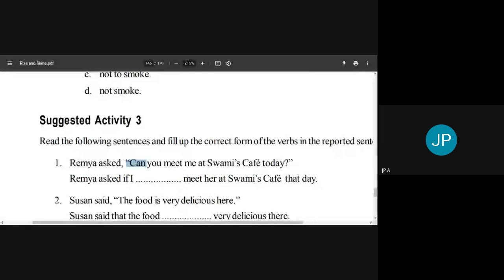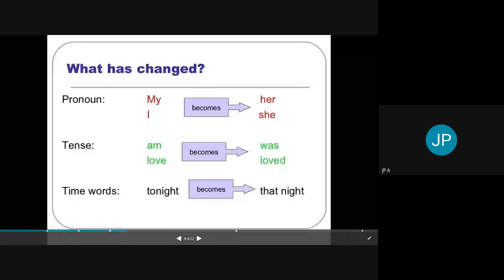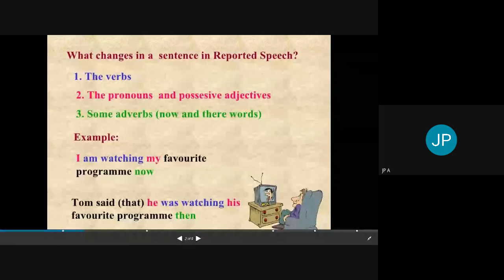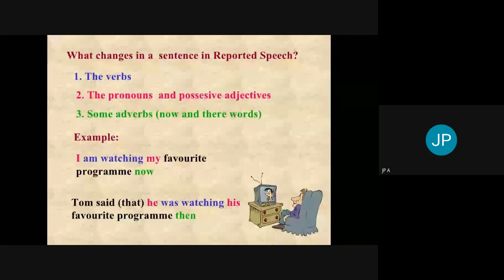So these are the changes that happen. There is a change in tense. Then we have changes in the time. The pronoun will change, the tense will change, the time words will also change. All these changes will happen. See, these are the changes that can happen. The verbs will change, the pronouns and possessive adjectives will change, some adverbs will change, now and there words.